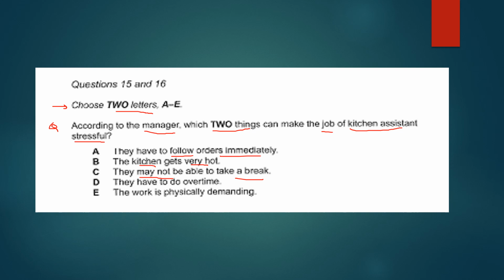The IELTS audio will trick you, will dodge you in different ways. Maybe there's a talk between a manager and an employee, and the manager first talks about the two things that can make the job of the kitchen assistant cheerful. So they will talk about the happiness of a kitchen assistant regarding the job. So do not mark only those options which you hear in the audio, like you have heard about very hot and you think, okay, the kitchen gets very hot, I'm going to mark this.